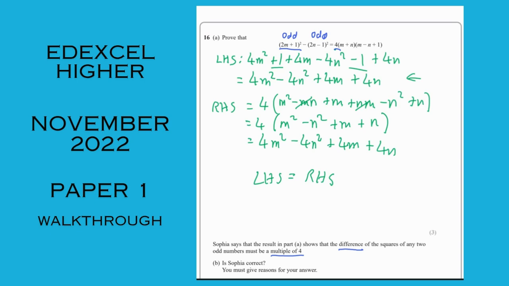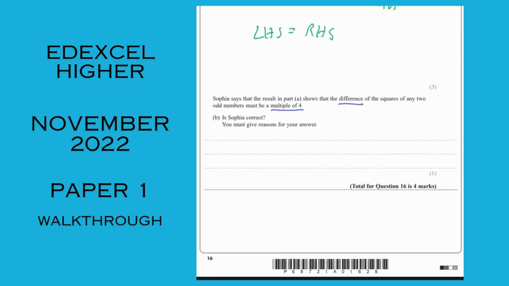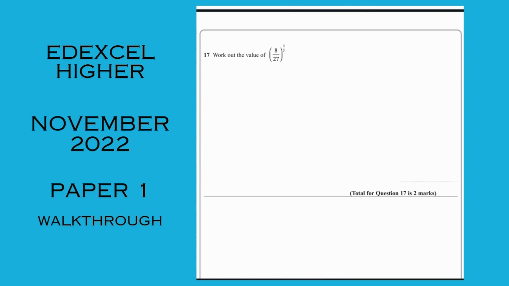I'll just read out what I've put on my worked answers. I've put yes, left-hand side has 2n plus 1 and 2n minus 1, which are odd, and right-hand side has 4 times, which means it must be a multiple of 4. So I have been quite wordy on my worked answers, but I think it needed it.